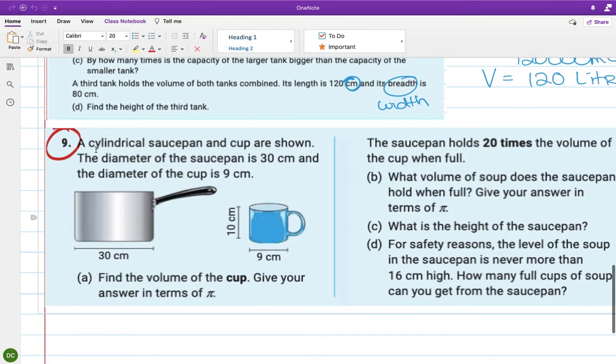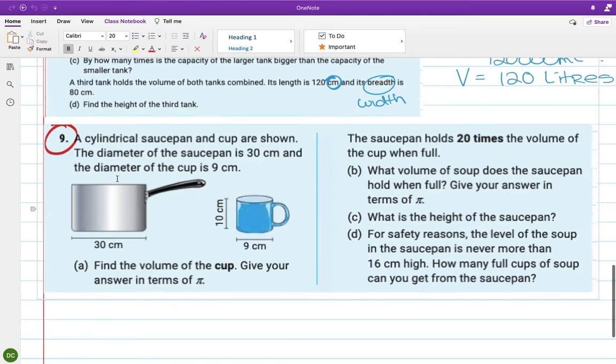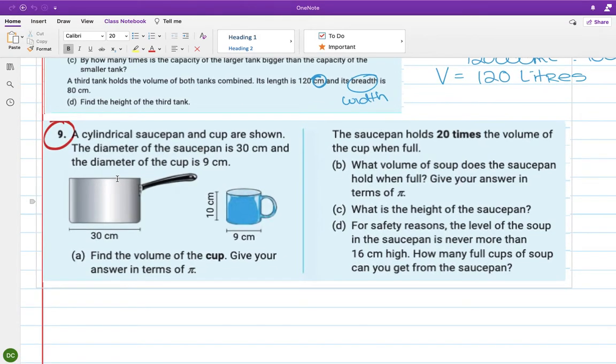Okay, so a cylindrical saucepan and cup are shown. The diameter of the saucepan is 30, so I'm just going to do this now so I don't end up getting confused. If the diameter of the saucepan is 30, I'm going to make a note that that means the radius is 15. Yeah? And the diameter of the cup is 9. That means the radius is 4.5. Okay? Just in case you got mixed up later.